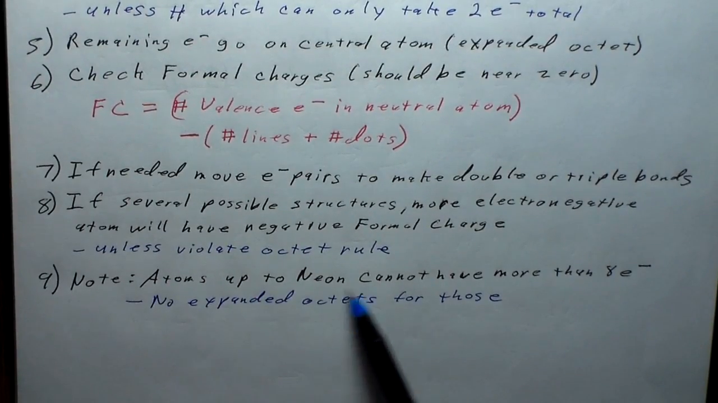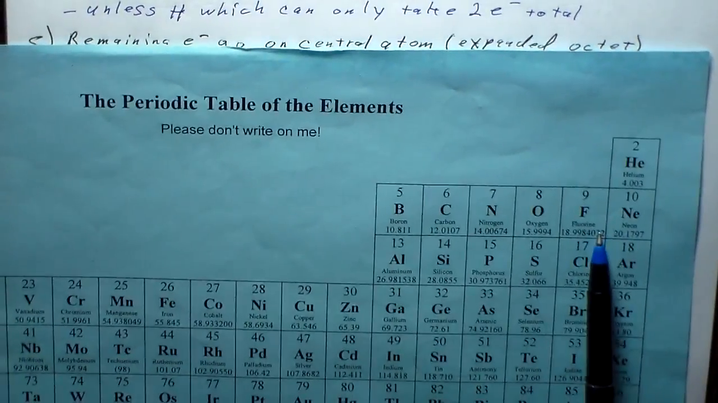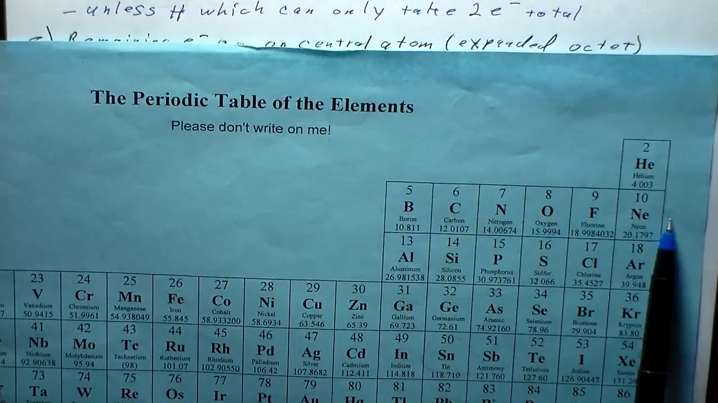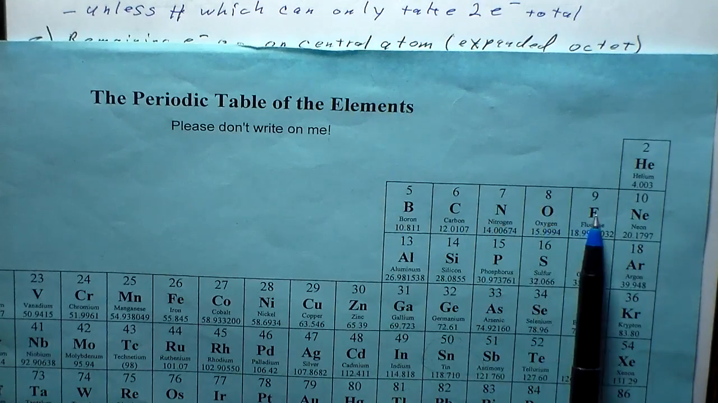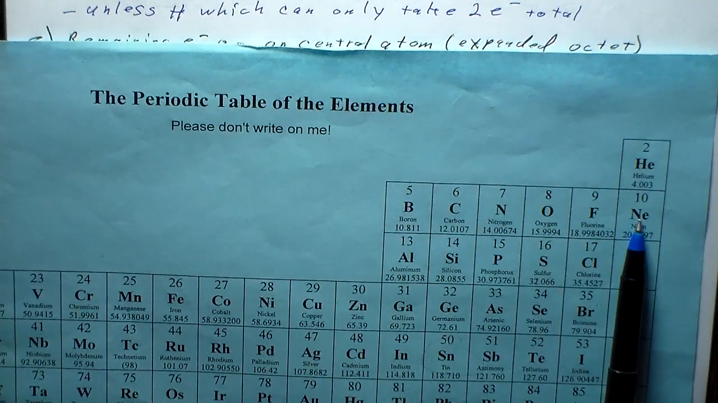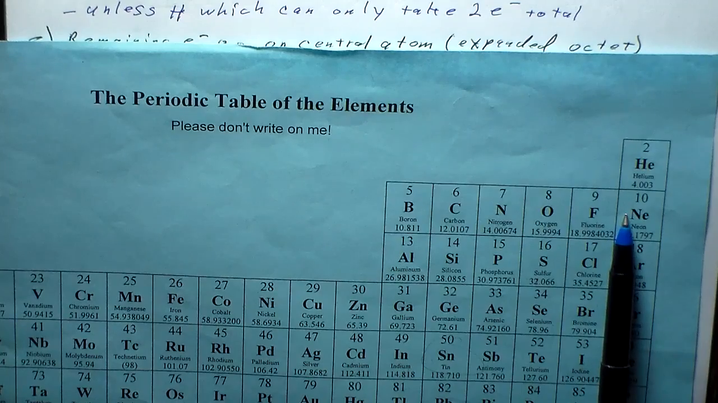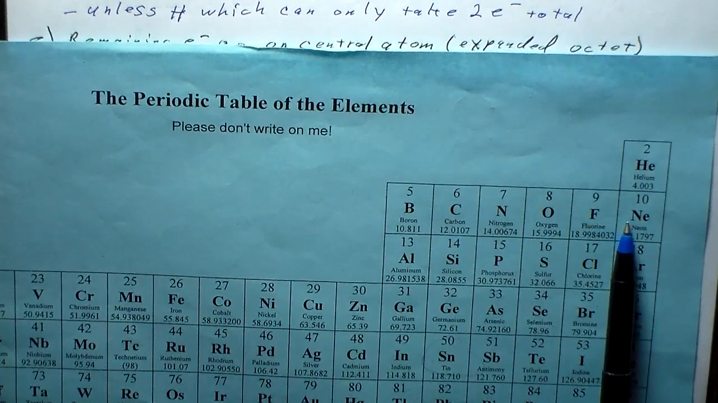Here, the atoms up to neon cannot have more than 8 electrons. Okay, so over here, here's up to neon. This is especially true right here, the carbon, nitrogen, oxygen, fluorine, these are the ones where usually we're going to see this, that these cannot have expanded octets, meaning that these cannot take more than 8 electrons.